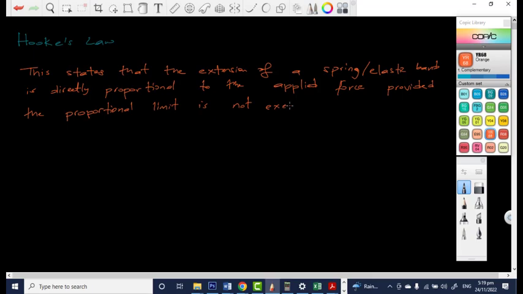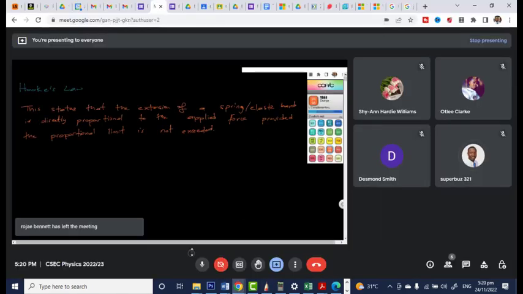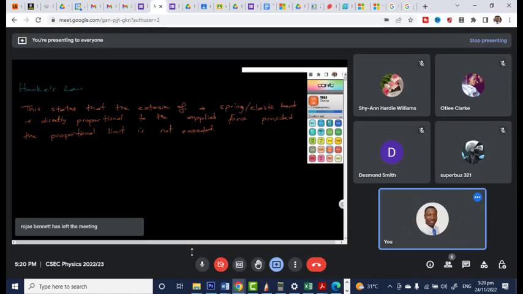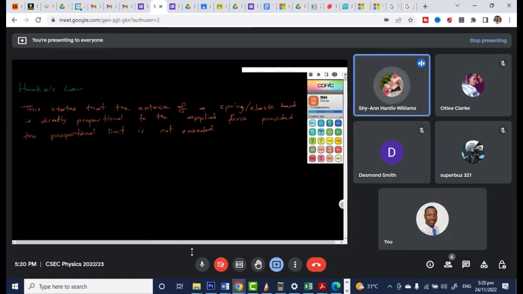All right, so that's Hooke's law. It says that the extension of a spring or an elastic band is directly proportional to the applied force, provided the proportional limit is not exceeded. Okay? Any question on this so far? No, sir. Okay, so that's Hooke's law.